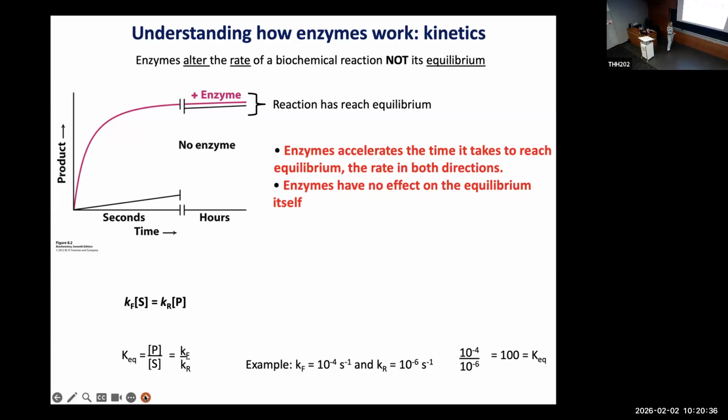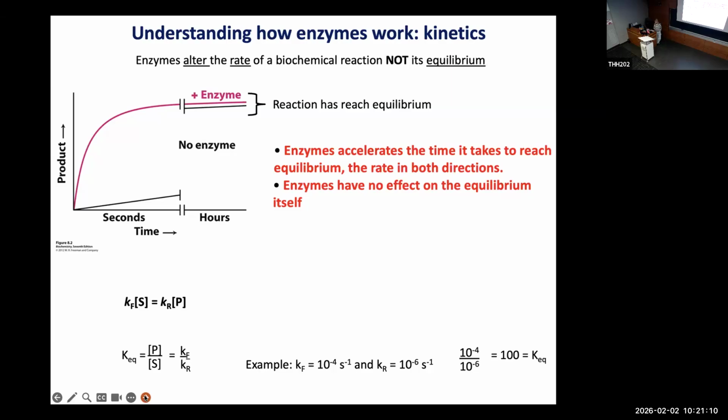So what does this tell you about at equilibrium for this reaction? What's the relative ratio of product to substrate at equilibrium? Just depending on just calculating the rates of reaction, right? It tells you that there's 100 times more product than substrate at equilibrium. And we can figure that out just by the rates of reaction.